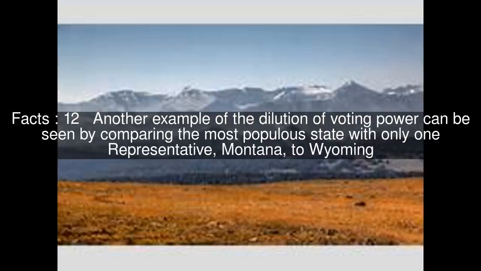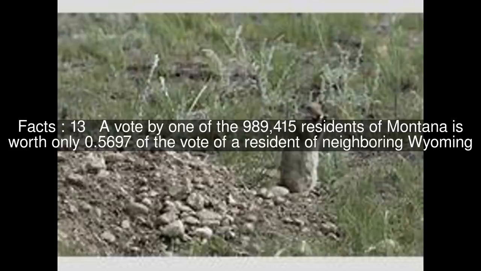Another example of the dilution of voting power can be seen by comparing the most populous state with only one representative, Montana, to Wyoming. A vote by one of the 989,415 residents of Montana is worth only 0.5697 of the vote of a resident of neighboring Wyoming.